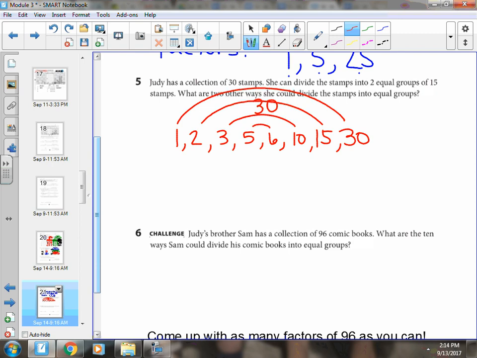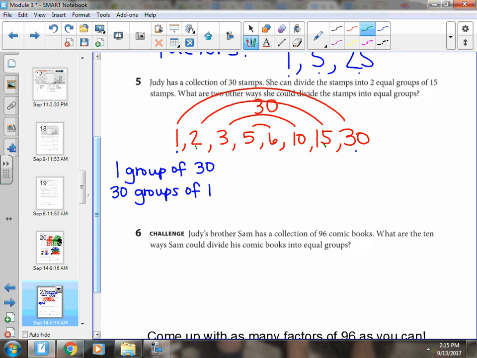Okay, so you might have written something like this. They said in the problem 2 groups of 15. So I don't know if anybody would do this, but I suppose here would be an option. 1 group of 30 or 30 groups of 1. You could do 2 groups of 15, which is what they said, or 15 groups of 2.